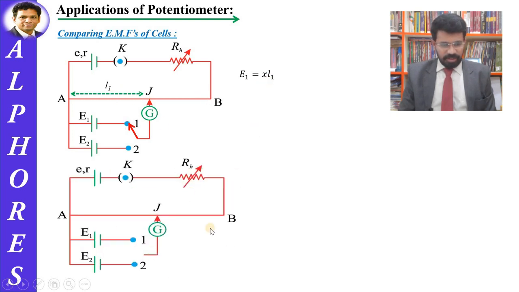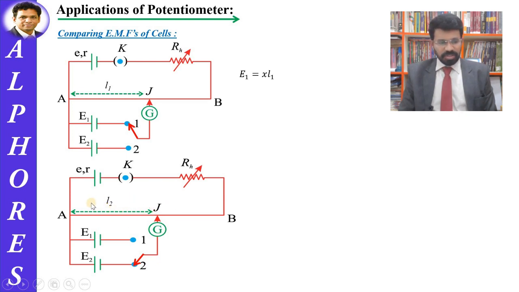Similarly, in this circuit, what I'm going to do is disconnect terminal 1 and connect terminal 2. It means now E1 is disconnected from the secondary circuit. E2 is included in the secondary circuit, isn't it? Here it is open. It means E1 is not a part of the circuit now. Right, now I'm going to find the balancing length. Let us say the balancing length is L2.